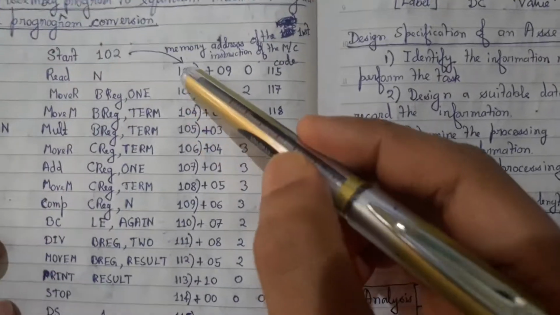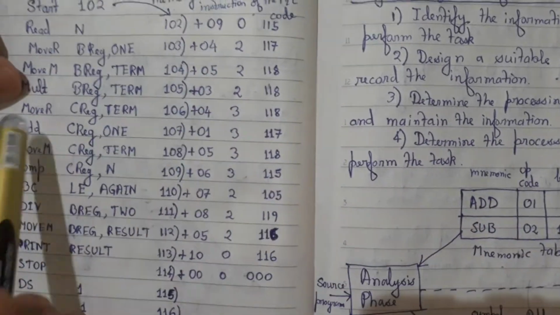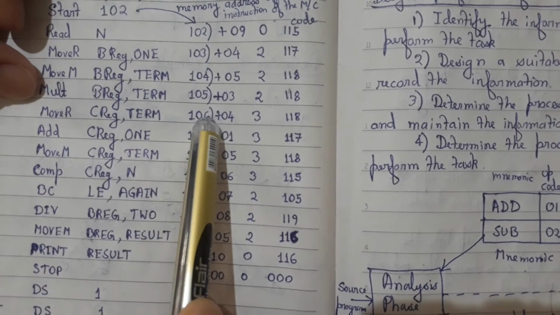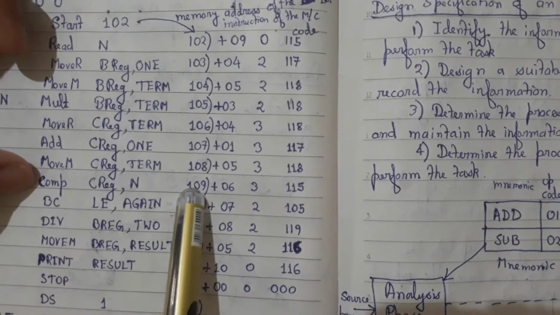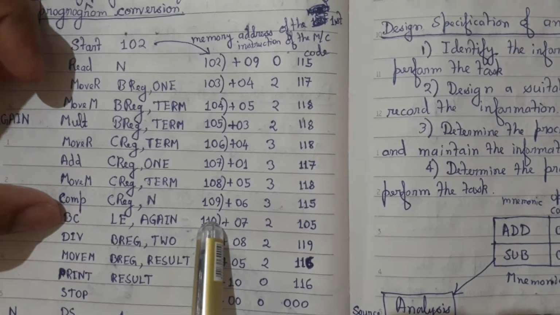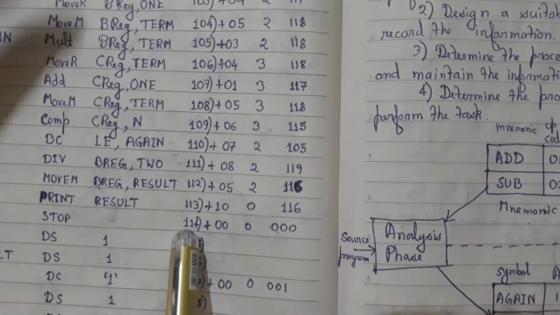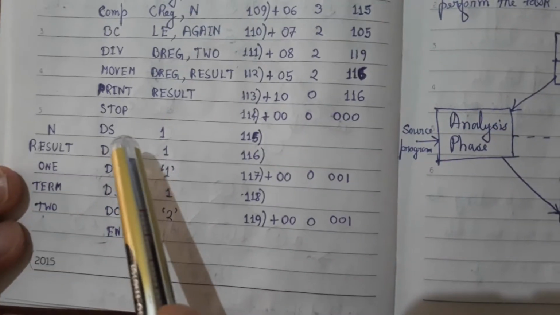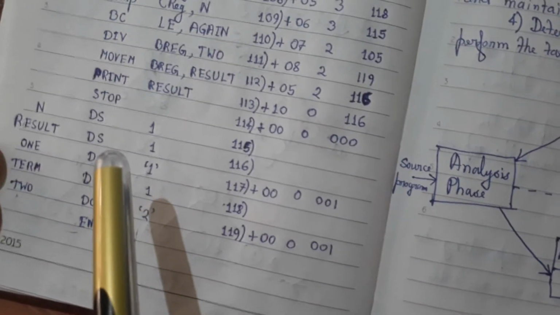In this way, when we assign addresses to each and every instruction, you can see that this instruction has address 106, then this instruction 107, the next instruction 108, next 109, next 110, next 111, 112, 113, 114. The program is stopped. Now we will declare some constants and also declare the storage locations of some memory variables.